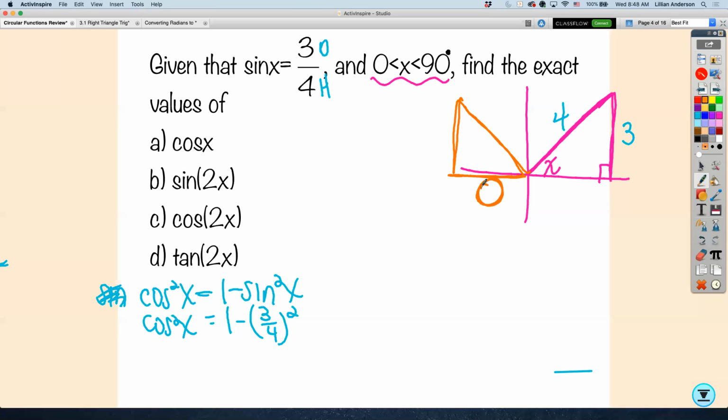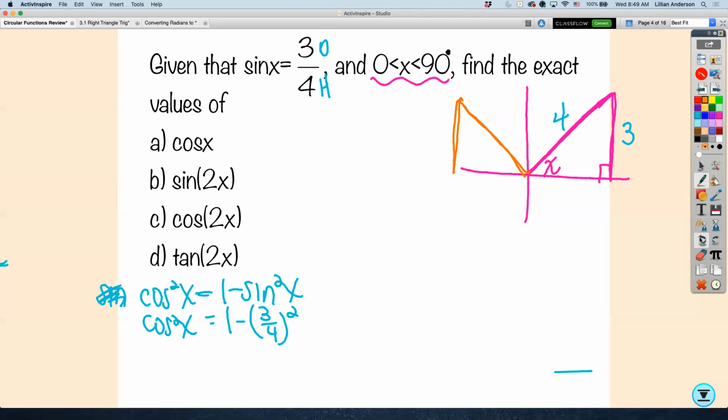Same thing with the identity. You want to make sure you know what quadrant you're in, because when you take the square root of both sides, you're always left with plus or minus. And so then you would need the minus there if that was the case.